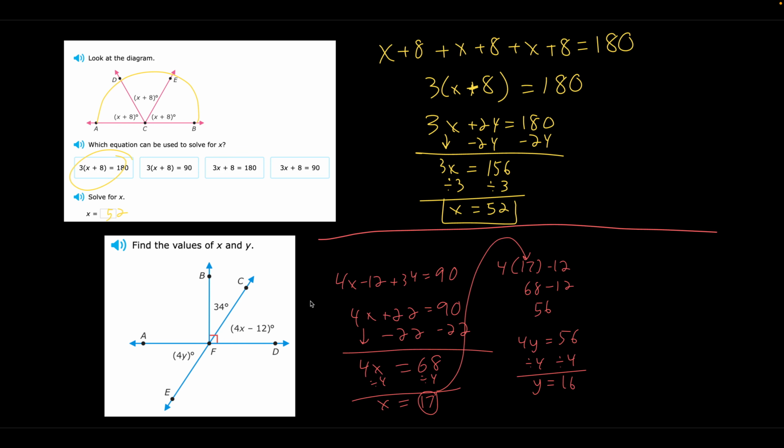And for the second problem, here is the work. You should have started by saying, okay, this is a right angle, so add those two together to equal 90. That gives you x. Once you have x, you need to plug it in for the 4. So that tells you that this angle right here is 56 degrees. And then you have vertical angles. So 4y equals 56. Solve for the y. You get y equals 16.